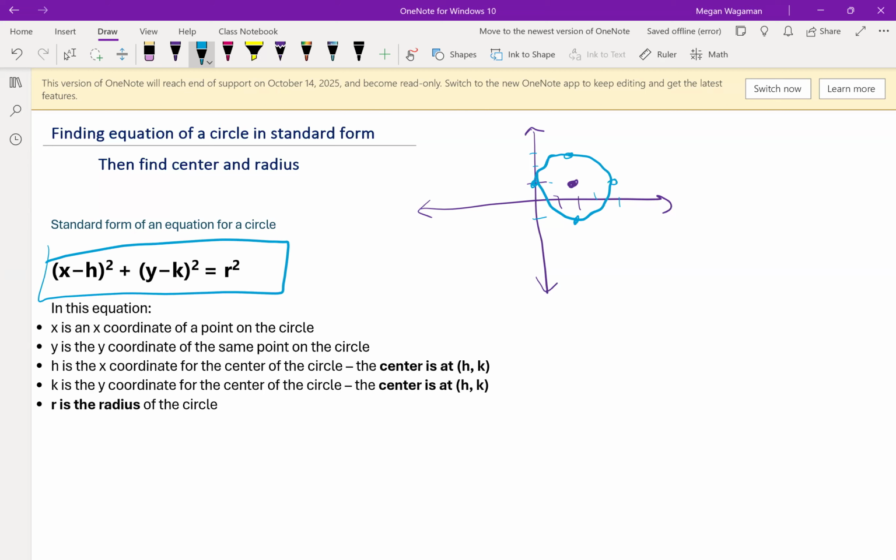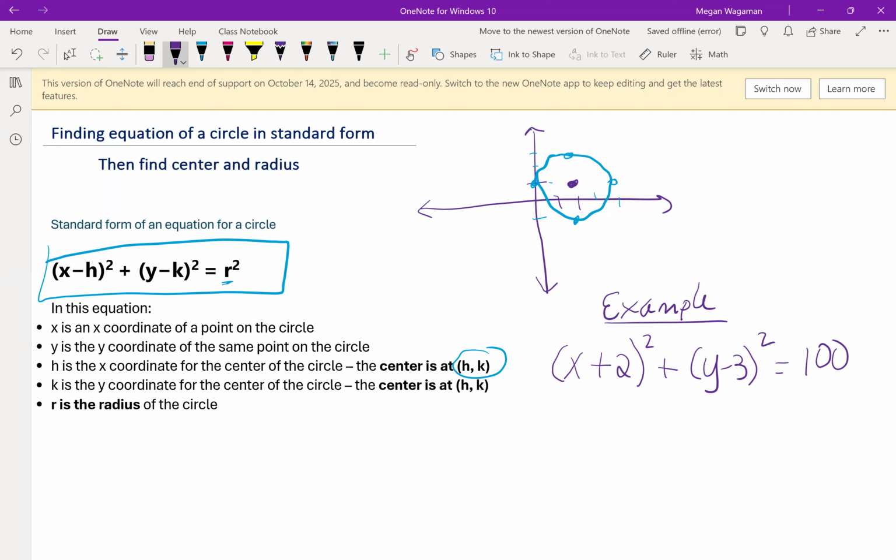So the center is going to be at (h, k). The radius is r. So the equation gives you r squared. You've got to take the square root of that to get r. So just a quick example of this. Suppose we had an equation that was (x + 2)² + (y - 3)² = 100. I'm just going to put this as an example.